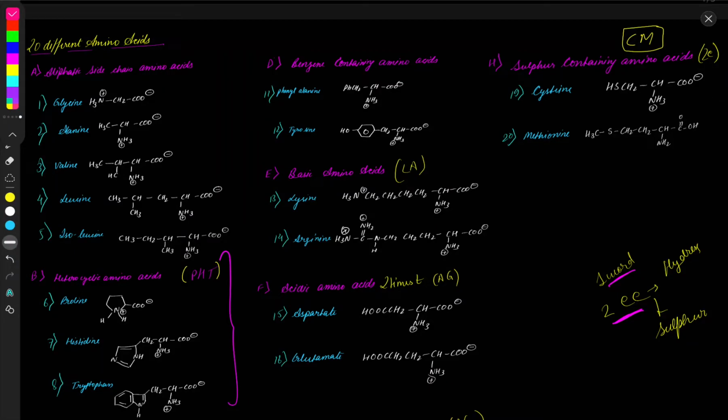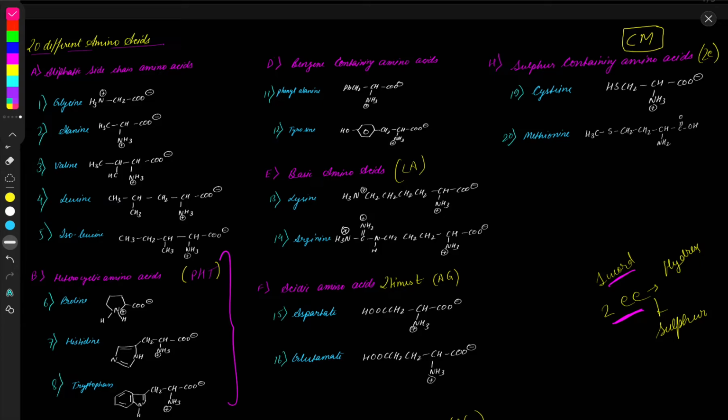Friends, today I'll help you to memorize the structures of 20 different amino acids. In part 1, I discussed which of these are essential and which are non-essential, and I gave a good way to memorize them. Today, in part 2 of this video, I'll help you to memorize the structures of each amino acid. If anyone asks you the name of any amino acid, you would be able to write its structure.